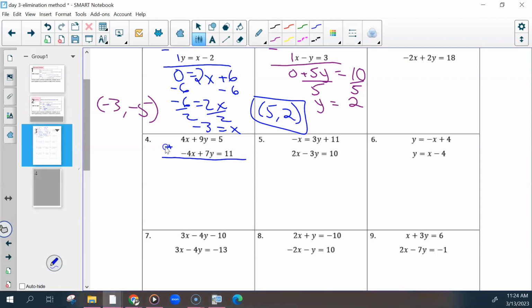So if we add everything, the 4x and the negative 4x just become 0. 9y plus 7y gives us what? 16y. And then 5 plus 11 is also 16. So then we can divide both sides by 16. So that y is 1. Please make sure you're writing this down.